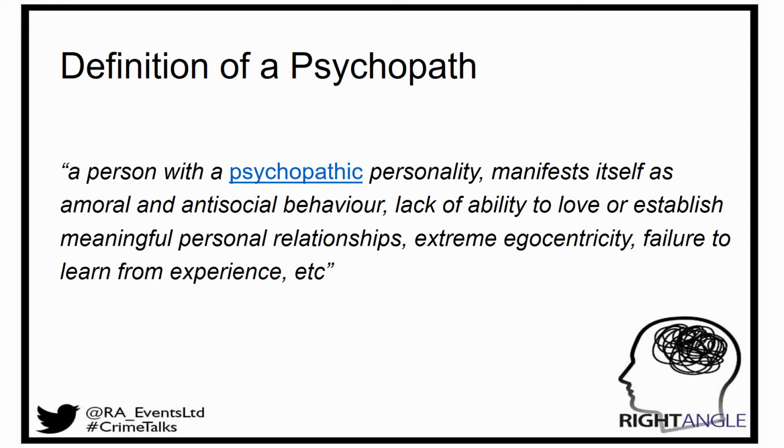Psychologists can't agree on a lot of things, and a lot of things they can't agree on is very, very basic, and that is a definition of all these different terms used in psychology. So you can see here the way I've recorded that: a person with psychopathic behaviour manifests itself as amoral and antisocial behaviour, lack of ability to love or establish meaningful personal relationships, extreme egocentricity. That is a huge feature of psychopaths, and we'll have a little look at that a bit later on. Failure to learn from experience, etc.